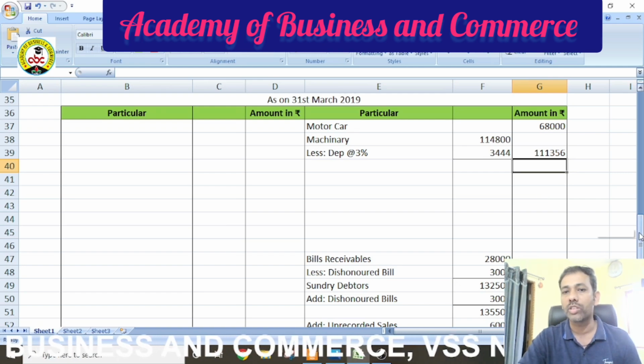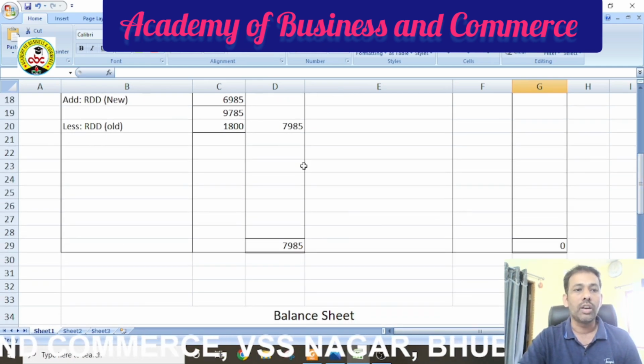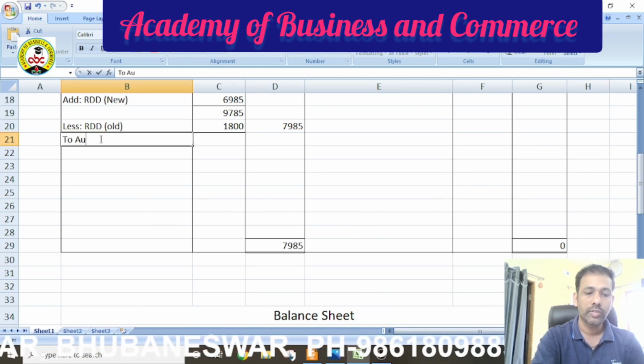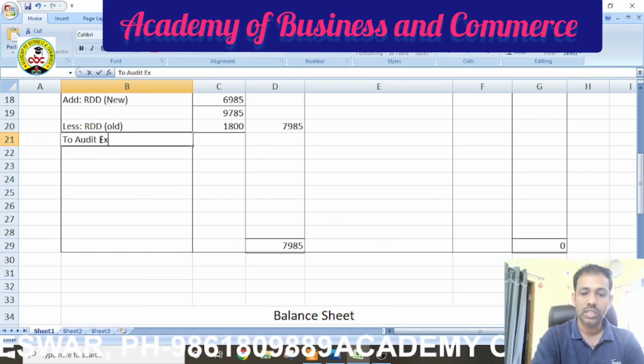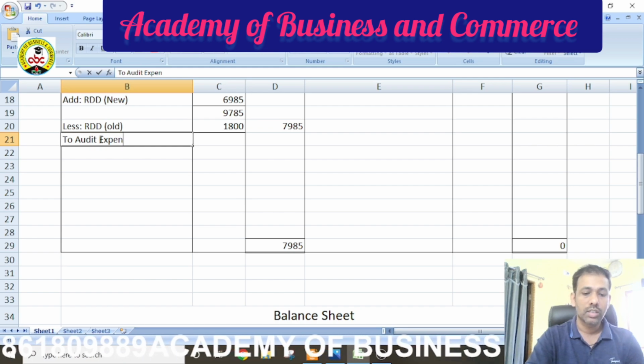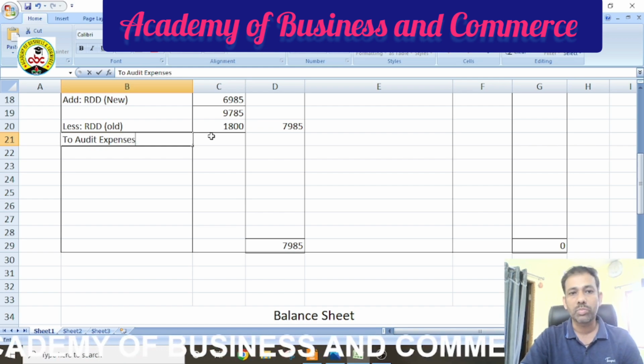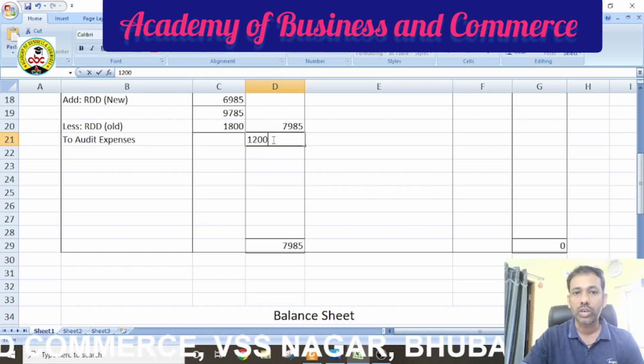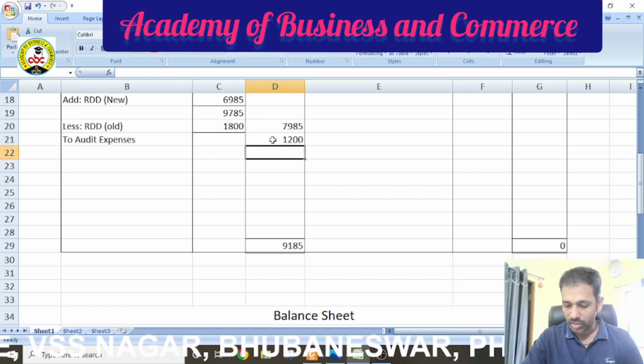Then the next item is audit fees. Audit fees is a revenue expenditure which you have to take in the P&L account, debit side. To audit expenses, the amount is 1,200.